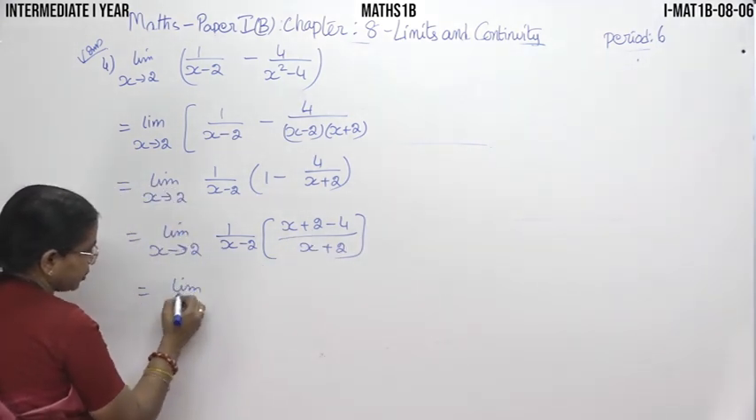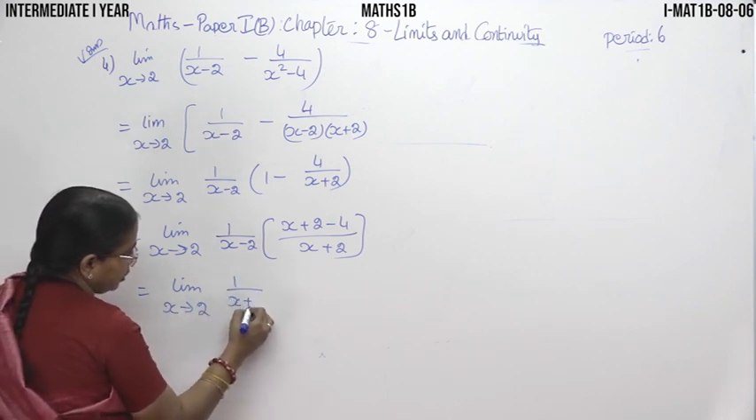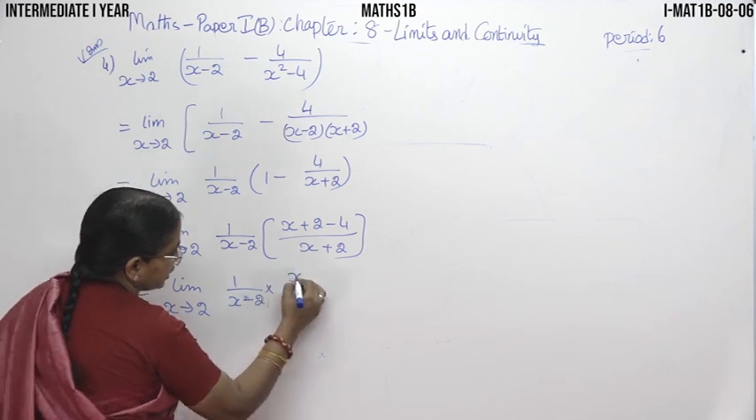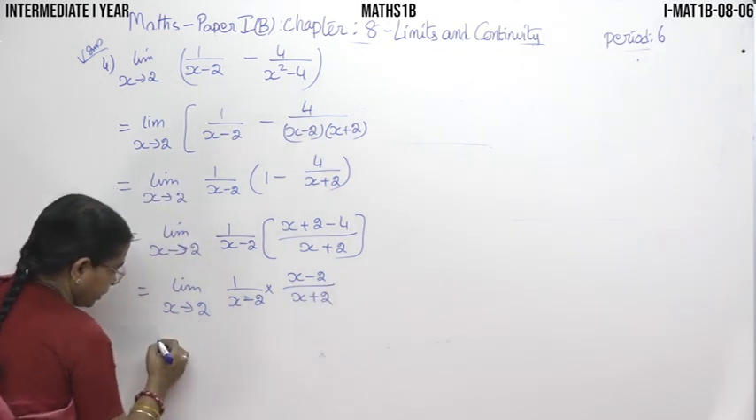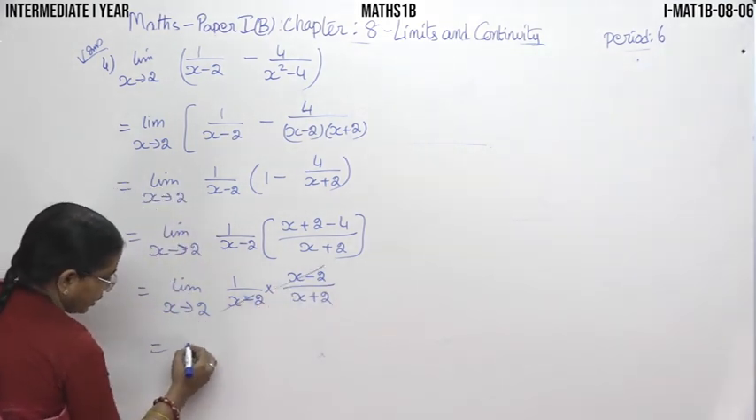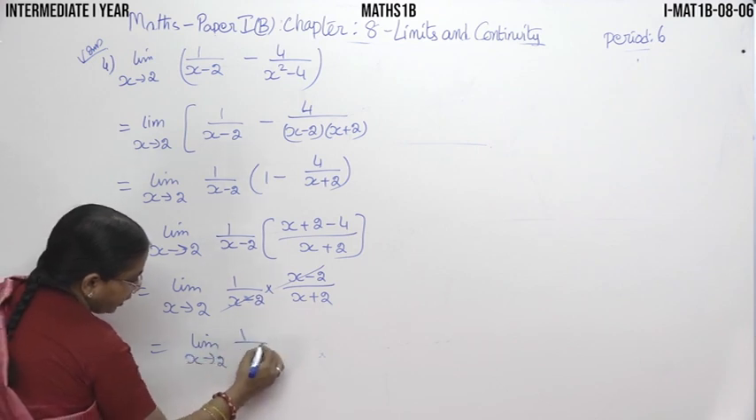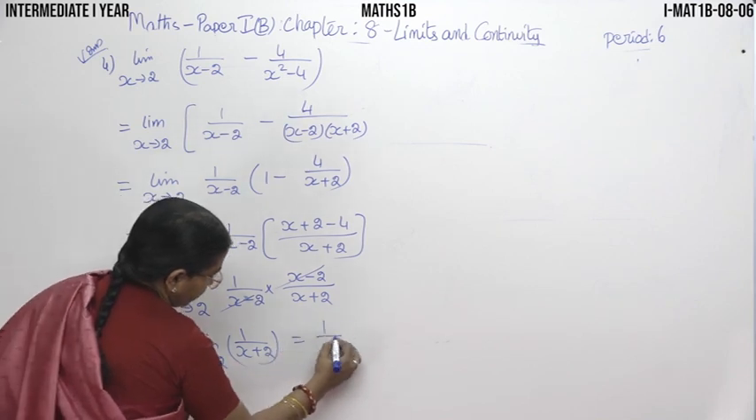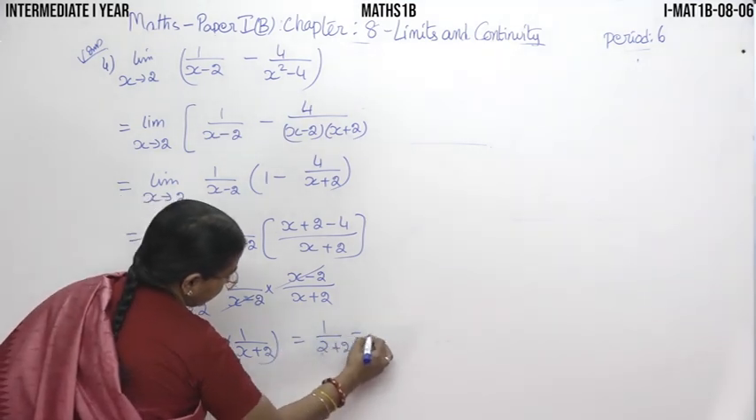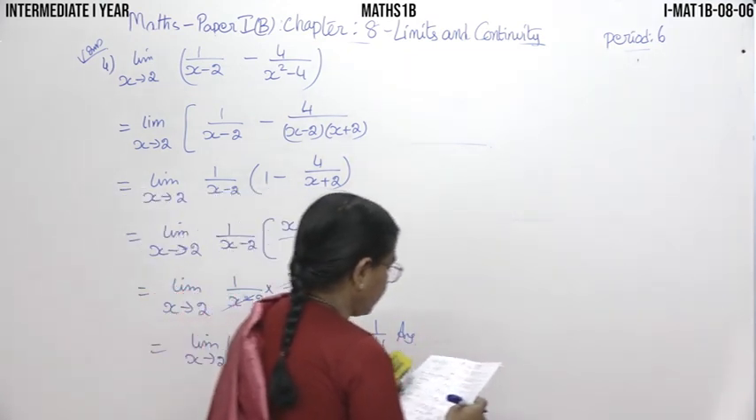Now you can just substitute the limit x tending to 2. So you get x minus 2 into, this is x minus 2 by x plus 2. So x minus 2 gets cancelled. So you will have limit x tending to 2 of 1 by x plus 2. Just substitute 2. So it is 1 by 2 plus 2, that is 4. 1 by 4 is the answer. So like this we do the problem.